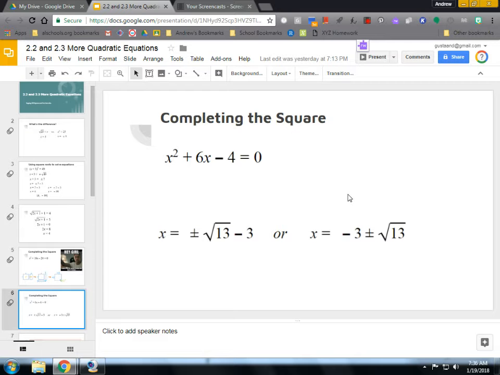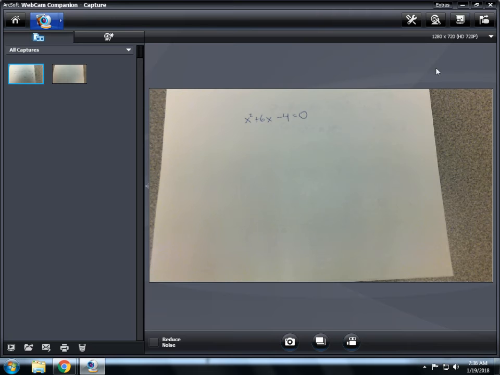We're looking at completing the square. I have another example here. I showed the solutions in the original video, in the full video. So I'm going to show another example of doing this problem of completing the square and using this method to solve a quadratic.